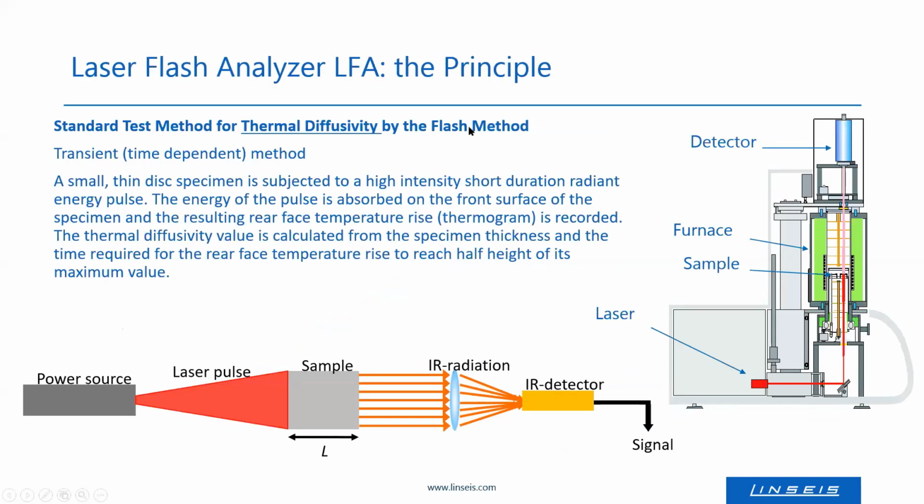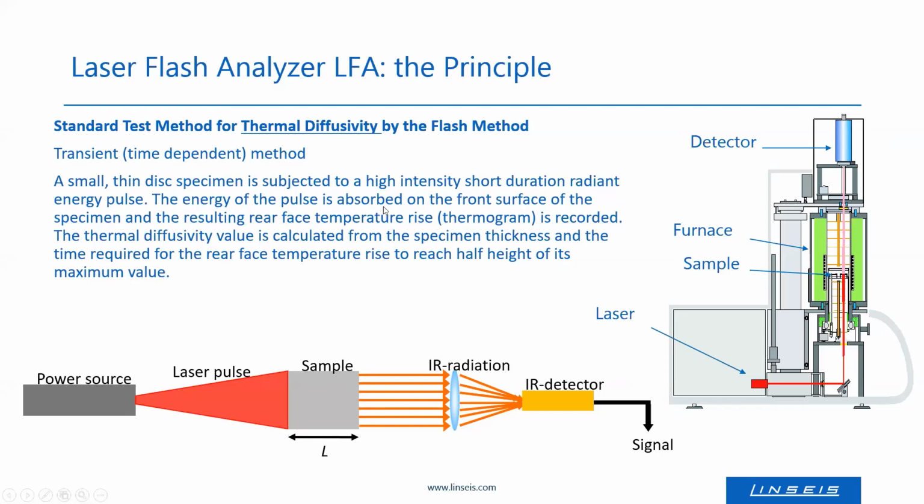So those were the most common stationary methods. Let's switch to a very common transient or time-dependent method, the so-called laser flash analyzer or light flash analyzer. This method is described again in a standard, and the standard says that a small thin disk specimen, a sample, is subjected to a high intensity, short duration radiant energy pulse, usually a laser pulse, but it can also be a light pulse from a xenon flash lamp.